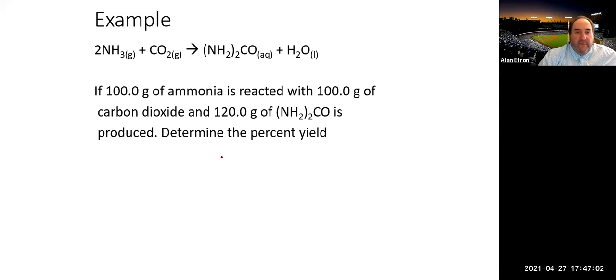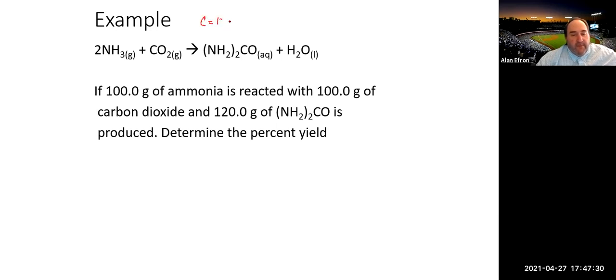So why don't we take a few minutes here and determine what it's asking in this question. Let me move some stuff out of my way. We have 100 grams of ammonia reacted with 100 grams of carbon dioxide, and we produce 120 grams of our product. We want to determine the percent yield. So take some minutes here and work through this. We can give you some information that might be helpful.